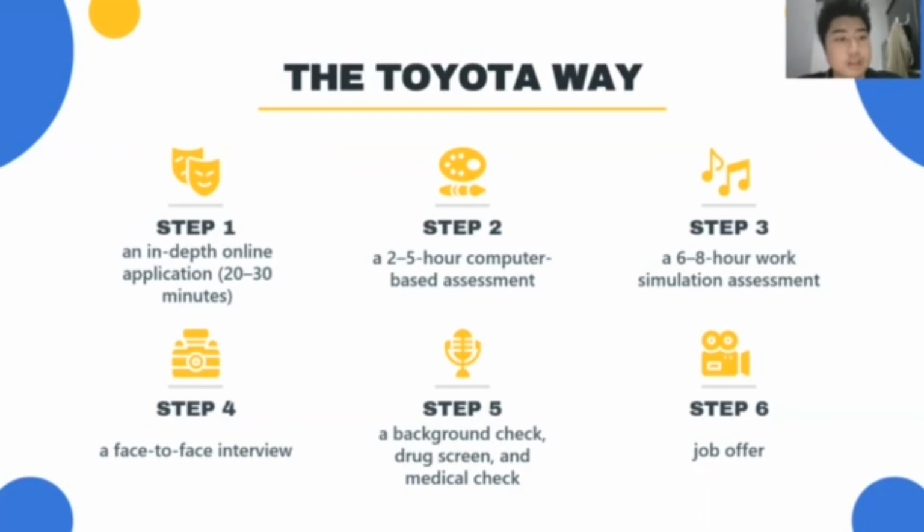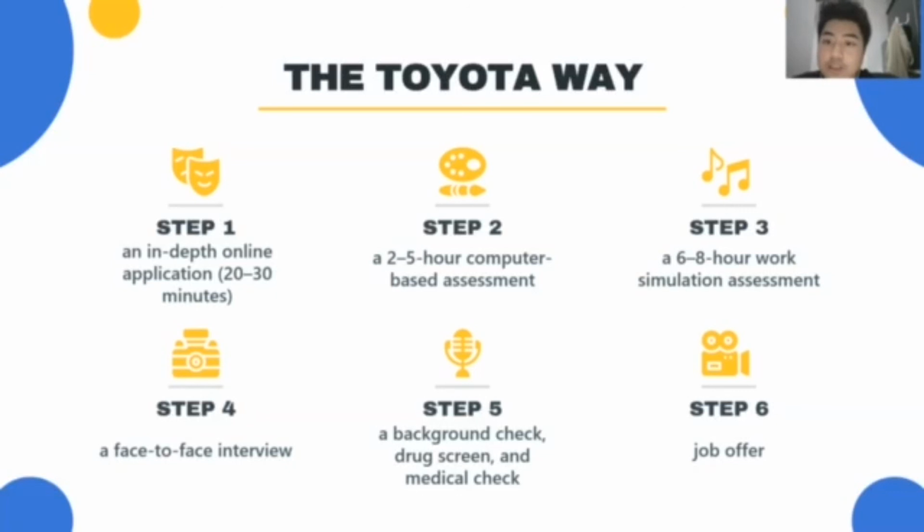The first one is an in-depth online application. It takes about 20 to 30 minutes. For example, in step 1, applicants complete an application form summarizing their experience and skills, and often view a video describing Toyota's work environment and selection system. Then step 2 is a 2.5-hour computer-based assessment, which aims to assess the applicant's technical knowledge and potential.